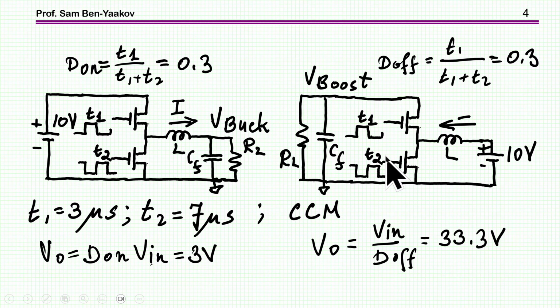Now in this case, which is kind of a tricky question, the T on is actually T2, but the transfer function of the boost is V in over D off, and now D off will be T1 over T1 plus T2. So therefore, V out, which is V in over D off, is 1 over 0.3 times 10, which is 33 volts. So this is really trivial. It's just a matter of confusion here. What is T on and what is T off?